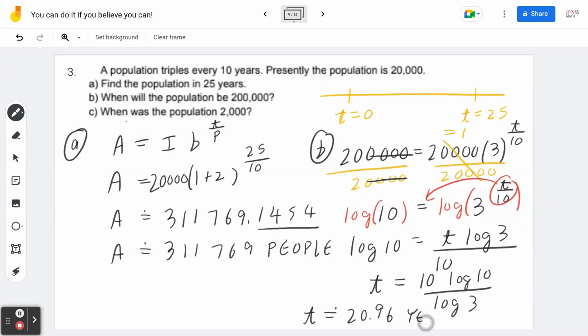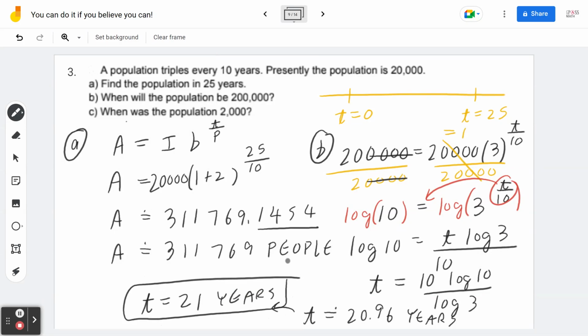So 20.96 years. Now, if you're rounding it to the nearest whole, and we'll tell you what to round officially on the assessment of learning, but if you round to the nearest whole, I'm going to say it's better to think about this in terms of 21 years, which guarantees at least that amount. So something that I want to think about when it comes to time, round up. When it comes to living things, round down.